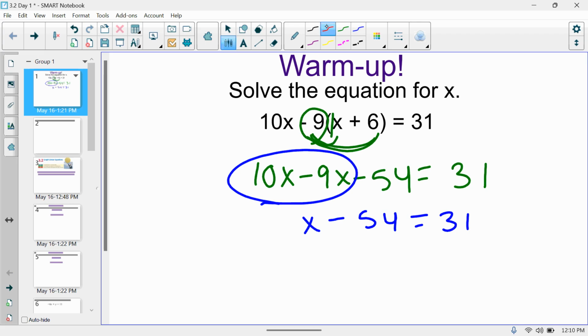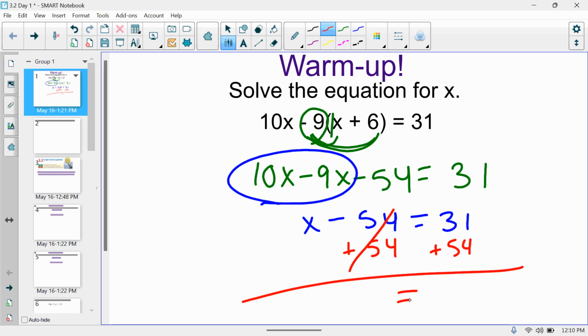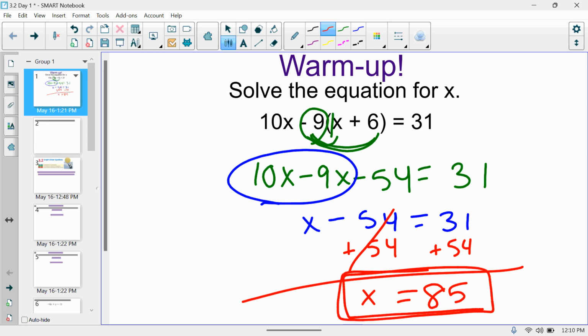So that means this is an easy problem because all we have to do to finish it is the opposite of subtraction. We would add 54 to both sides. And so we would end up having x equals 85. Again, very nice job with that, guys. I'm proud of how much you guys have remembered so far from this year.